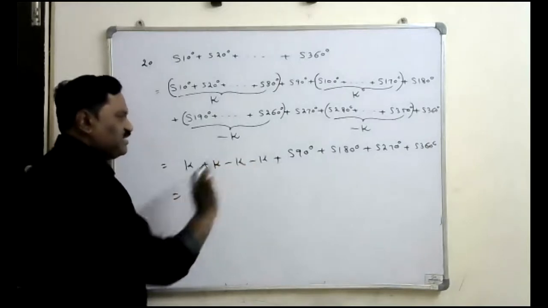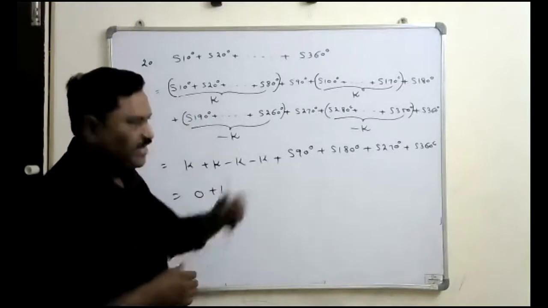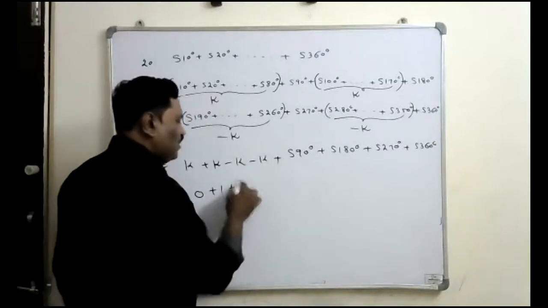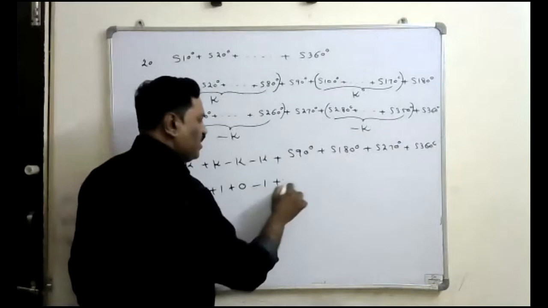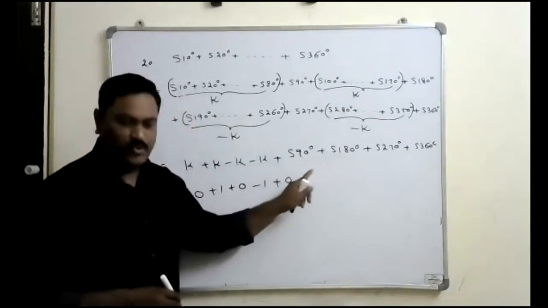K minus k gets cancelled. Then sin 90, which is 1, sin 180, which is 0, sin 270°, which is minus 1, sin 360 again 0. These are the values of those quadrant angles.